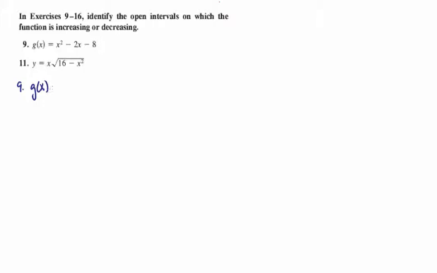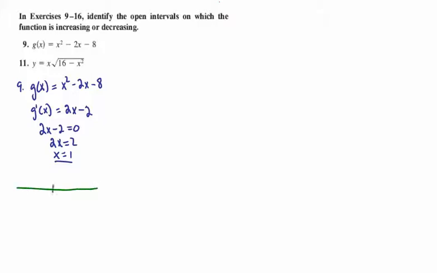We have g of x is x squared minus 2x minus 8. We find the first derivative, 2x minus 2. We set the first derivative equal to 0, and we get 2x equals 2, or x is equal to 1. So that's our only critical number for this function. The only place where the derivative is 0 or doesn't exist is at x equals 1. So we're going to make our sign chart.